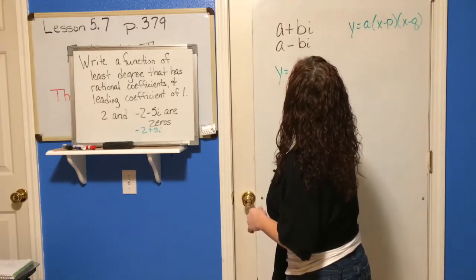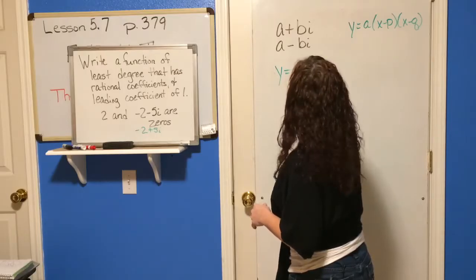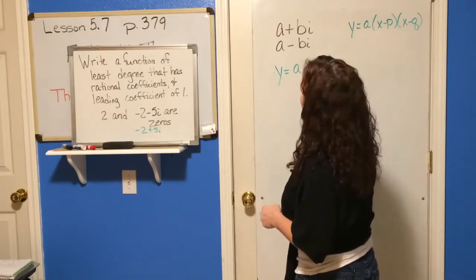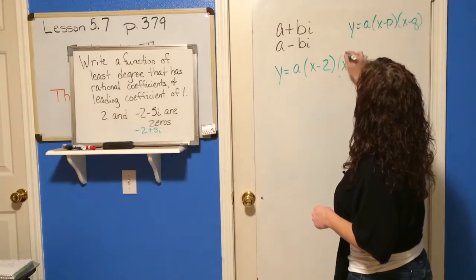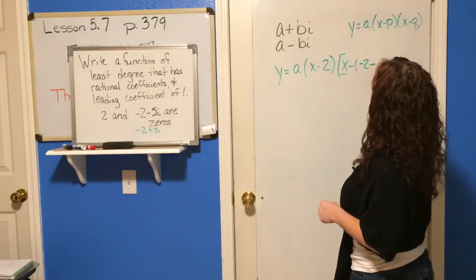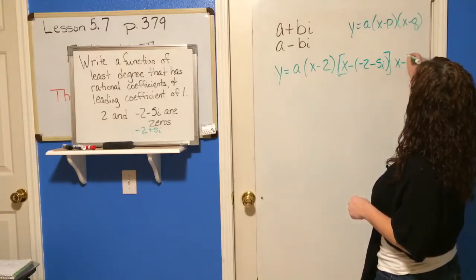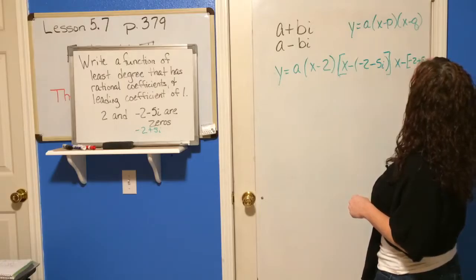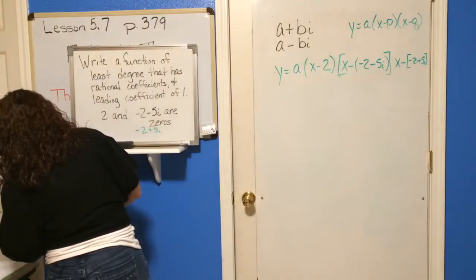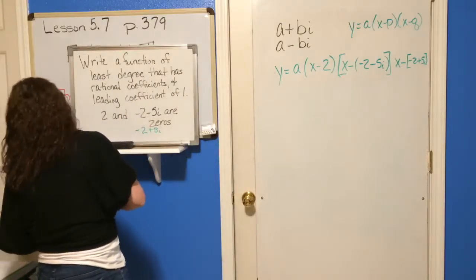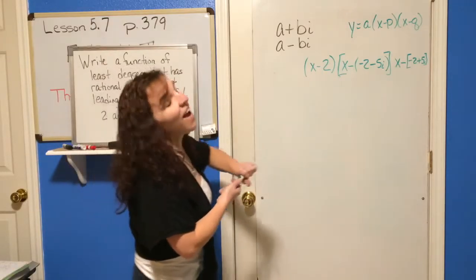So y equals a times x minus 2, and we have x minus negative 2 minus 5i, and x minus negative 2 plus 5i. And we're not going to have the a. We're just going to do it like this for now because I didn't give you another point. Later we'll do that part.